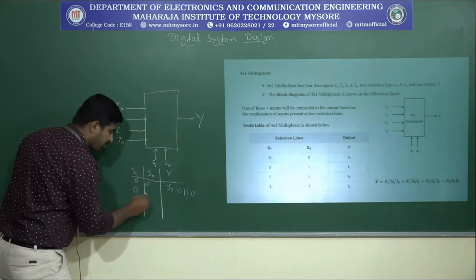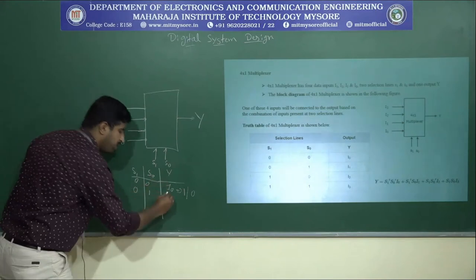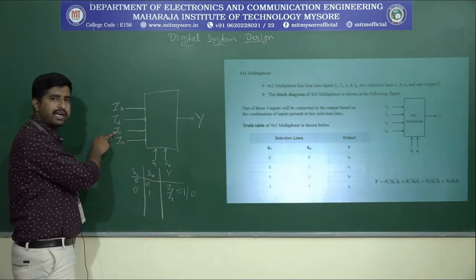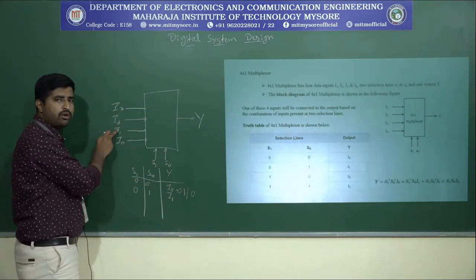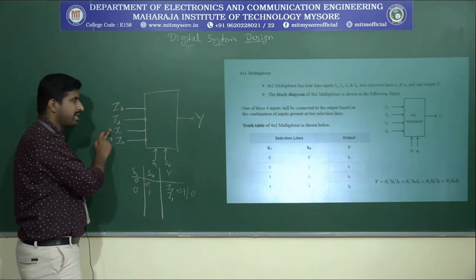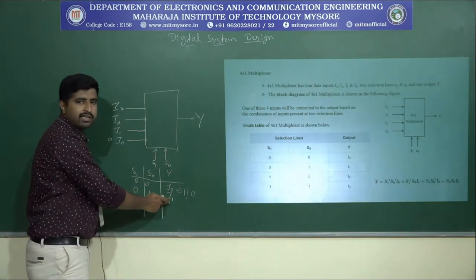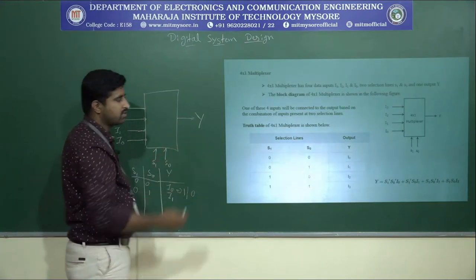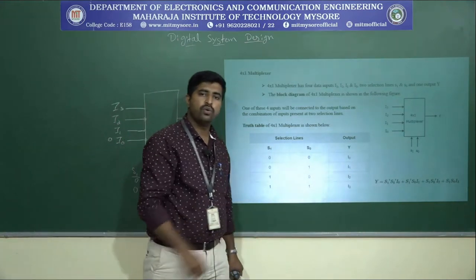Similarly, when the combination is 01, then Y will be I1. So whatever the data line will be, it may be 0 or it may be 1, according to this data line, the Y will reflect that. Okay, so this is the operation of the 4:1 mux.